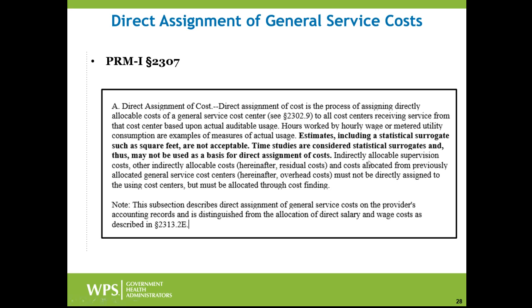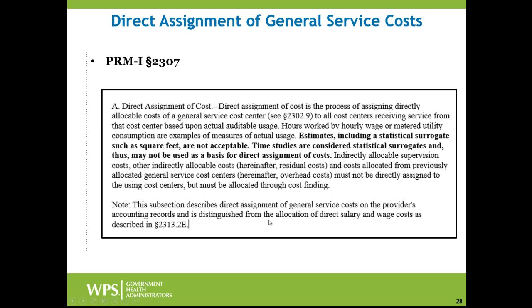If we continue on, indirectly allocable supervision costs, other indirectly allocable costs, or residual costs, that's a good term that we're going to use, things that couldn't otherwise be allocated or assigned, and costs allocated from previously allocated general service cost centers, so again, just more overhead that's accumulating, must not be directly assigned to the using cost centers, but must be allocated through cost finding. So the idea here is that with these, there would be no good way of getting that direct actual usage anyways. So these would be left to be allocated through step down.